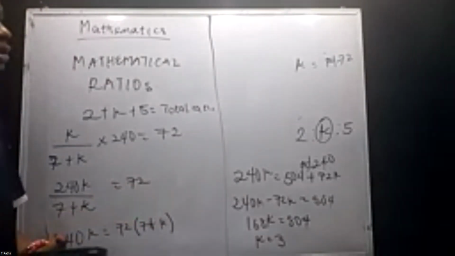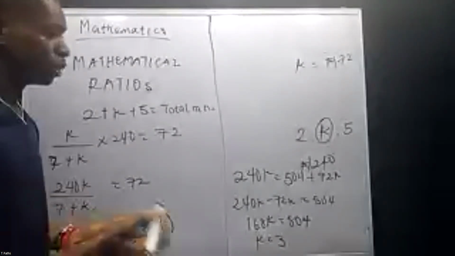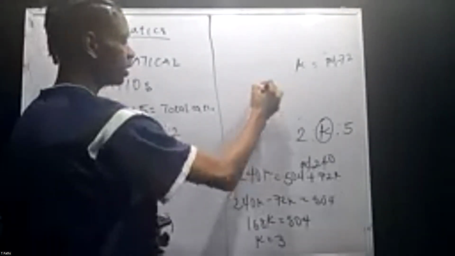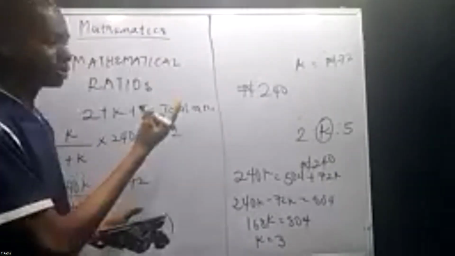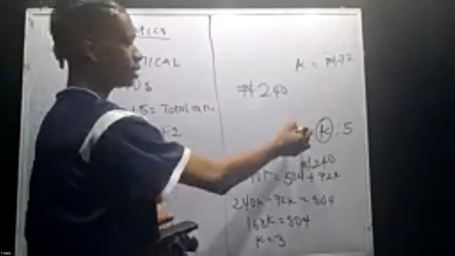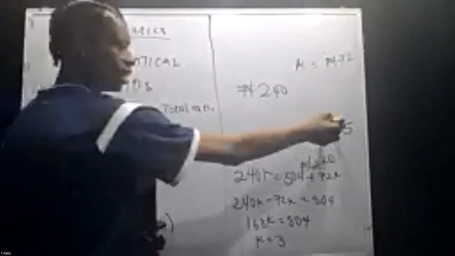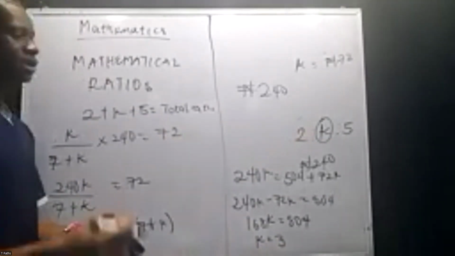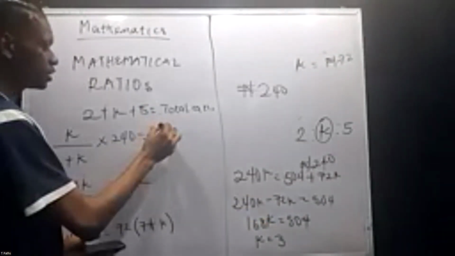So which means the ratio at which the boys shared this 240 naira. I don't think this is in Tinubu's economy, because this money is not enough for one person. So it is going to be in the ratio 2, ratio 3, ratio k. So the value of k is 3. So which means the boy with the ratio of 3 got an amount of 72 naira.